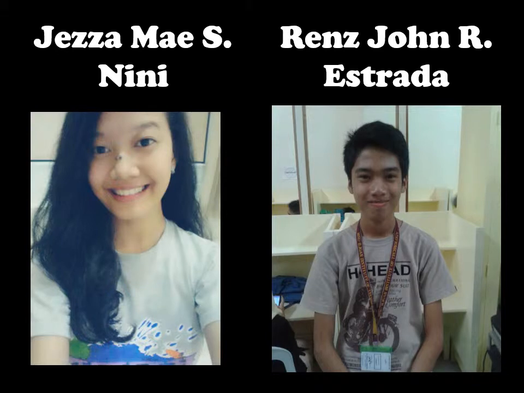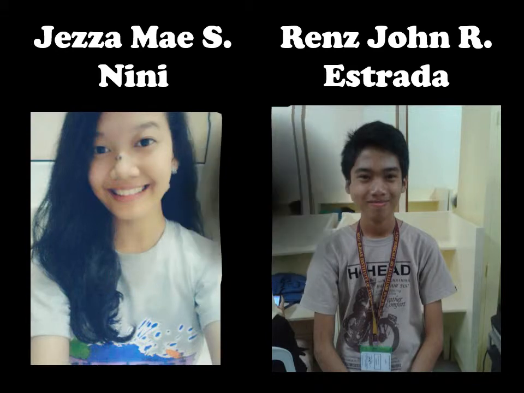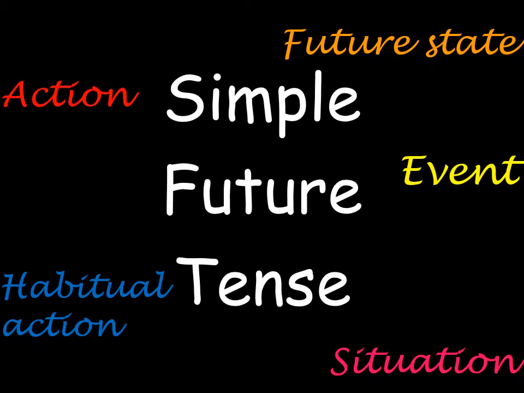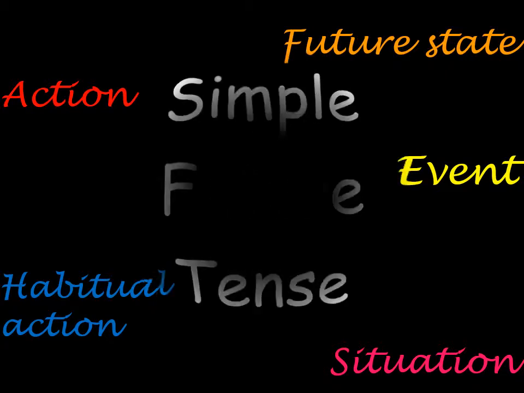4. Simple future tense. Simple future tense is used for an action or event that will take place at some definite future time, a habitual action, or a future state or situation that may be true in the present and may be true in the future, but with some future termination in sight.